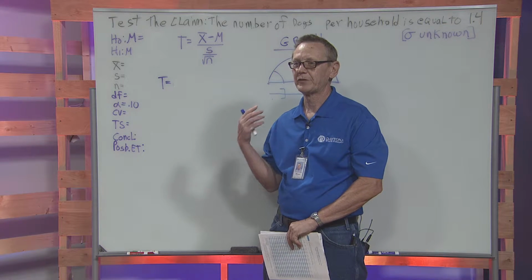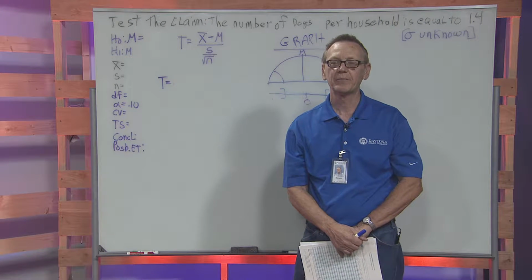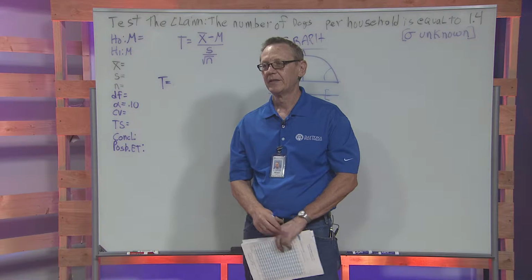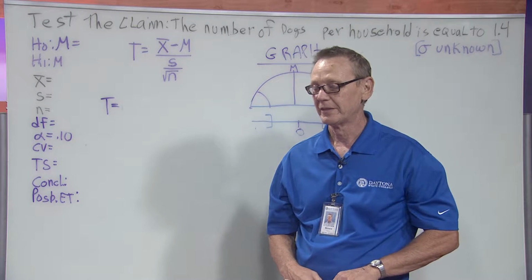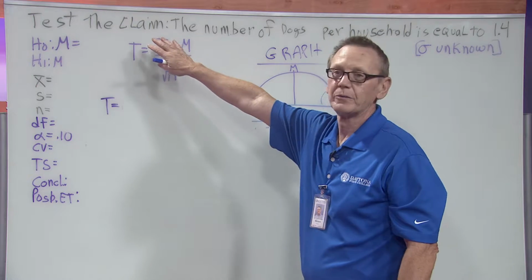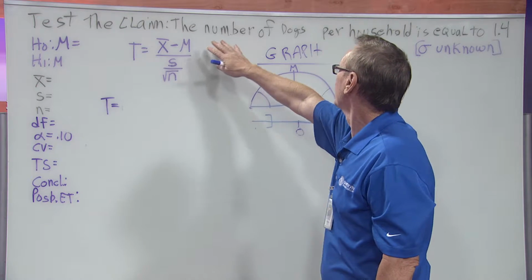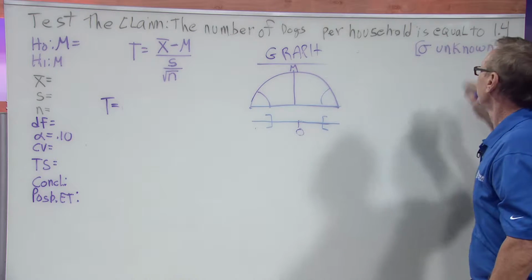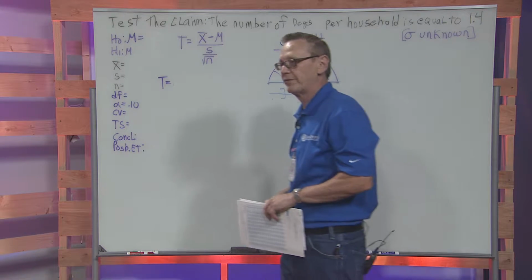I will be demonstrating a traditional hypothesis test method for a single population. Let's take a look at the problem that we're presented with. We're going to test the claim that the number of dogs per household is equal to 1.4.